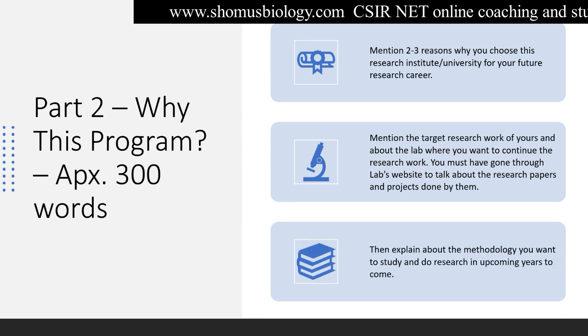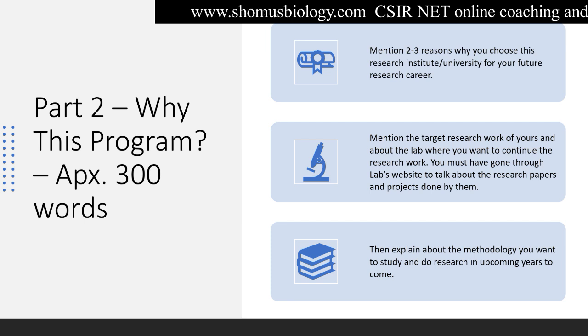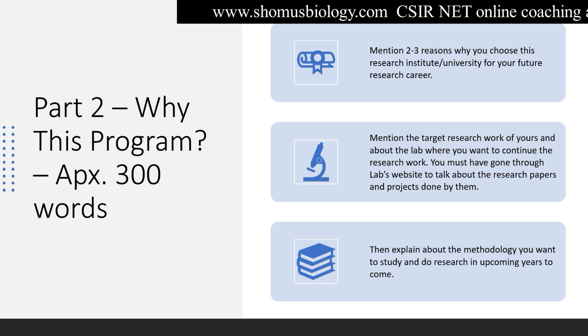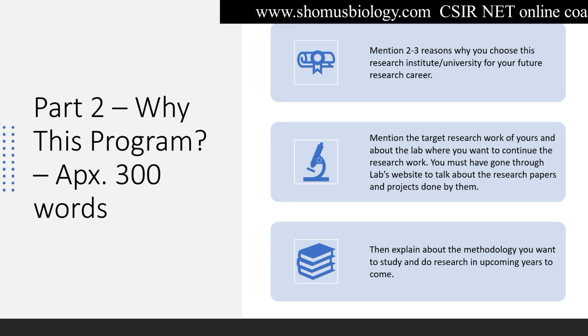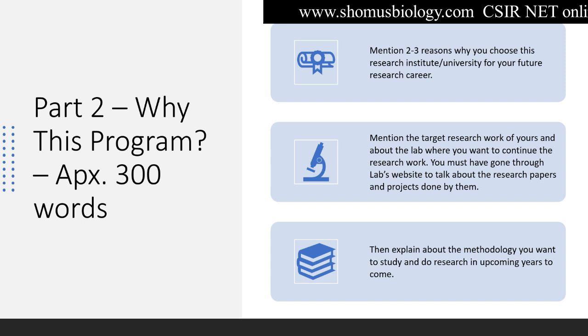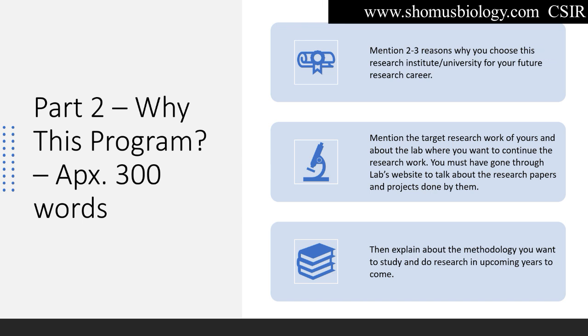And third thing is explain about the methodology that you want to study and to do research in upcoming years with that particular work. So basically you'll find out any research work. So for any research work there are 3 components. One is that we call it a background study of the work, like why this work is being done and what kind of work is being done for that field for a long time.